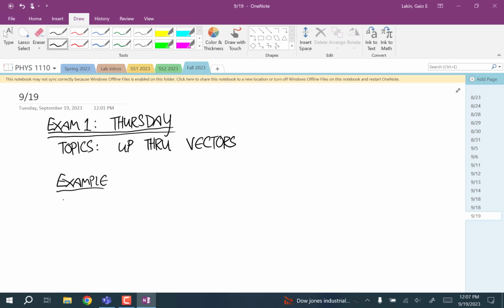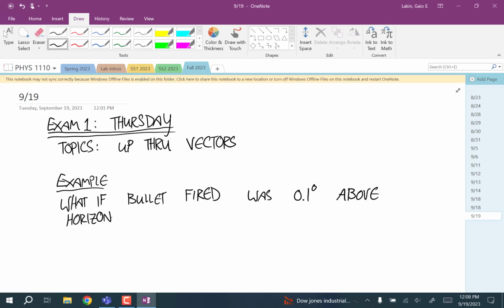Okay, so what if the bullet fired, and last time I think we said it was 1 meter off the ground, so let's do that. What if the bullet fired was 0.1 degrees above horizontal? How much would that affect the time to hit the ground?